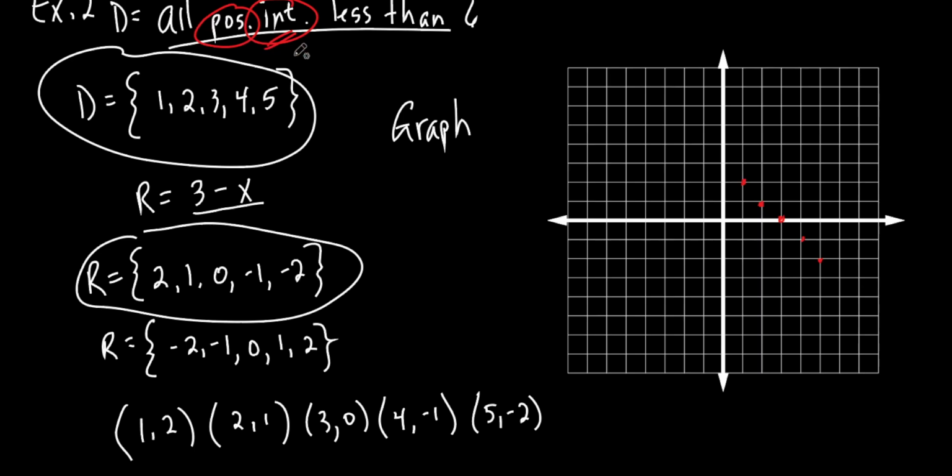What if it just said all the positive numbers? Then you could connect them, because that's everything in between. Everybody understand that? Okay, so if it says integers, you leave the dots and you don't connect them. And that's it. That would be your graph right there. Those dots would be your graph. Make sense? Yeah, good.